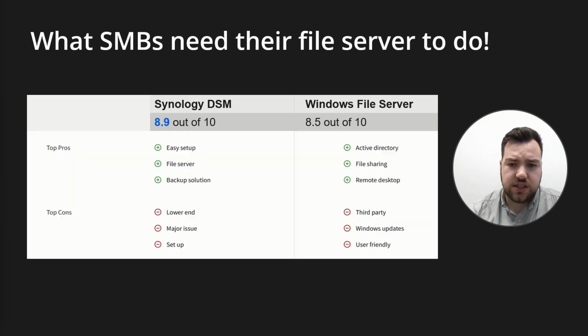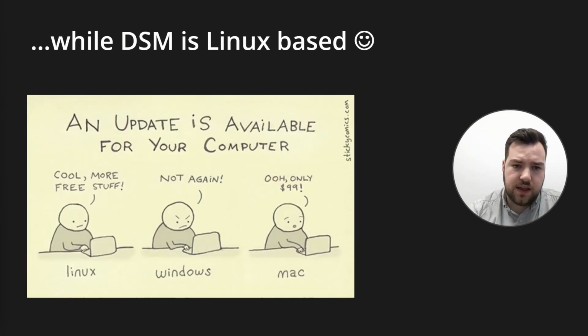If we take a look at a TrustRadius comparison for Synology DSM and Windows File Server, Synology actually comes out on top with an 8.9 out of 10, whereas Windows File Server only gets an 8.5. And of course, Synology is Linux based, so you can get excited when there's an update, as you get more free stuff rather than worrying about what the update might break or what it will cost you.